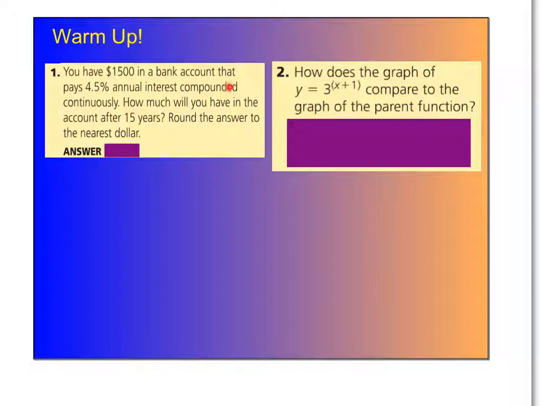So we're going to be using that PERT formula from yesterday. That is P times E to the RT, and that's going to tell us what our amount is after that number of years. So the first thing we need to do is label our variables. It said the principal amount was $1,500.